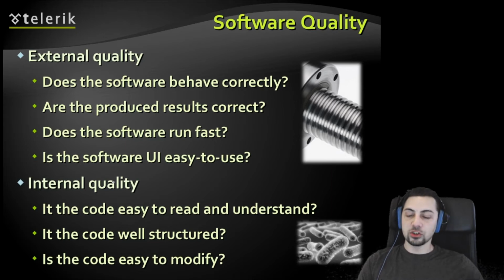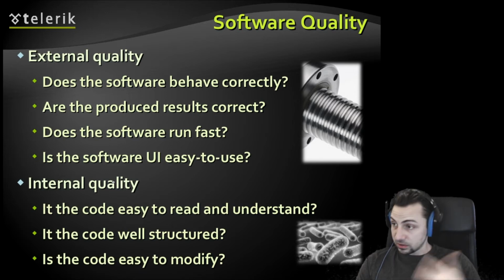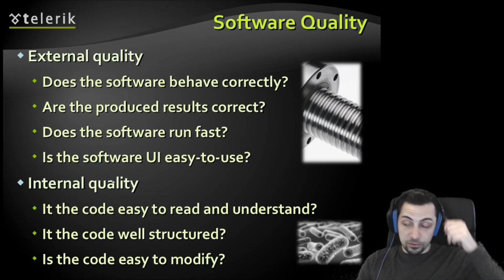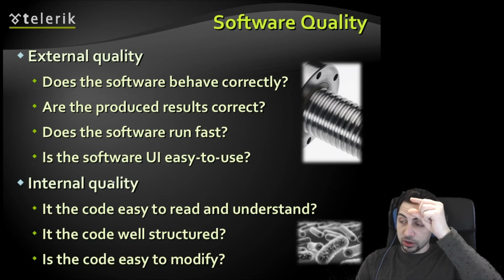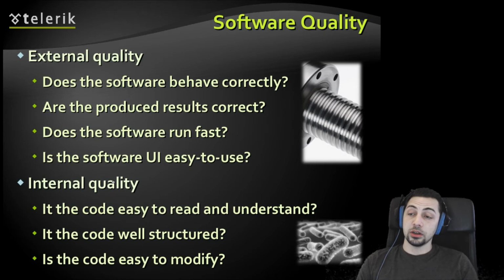Okay, is it easy to read and understand? Is it easy to expand, add features to it? Is it easy to modify, fix bugs? If you fix something in one part of the code, does it break something somewhere else? We talked about cohesion, code cohesion, and coupling. This is part of internal code quality.